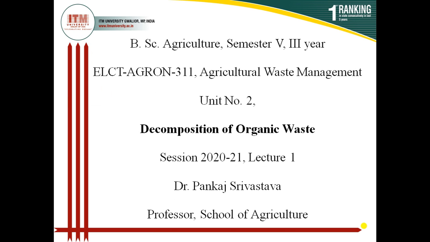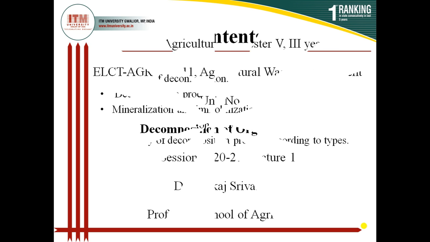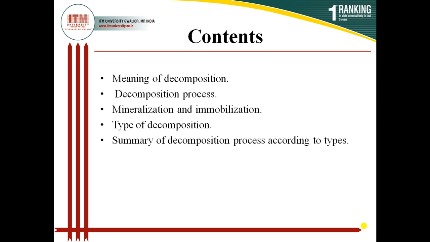This is the elective course Elect Agron 311, Agricultural Waste Management, of your BSc Agriculture program in the 5th semester. Now I am starting Unit 2, and this is the first lecture of Unit 2, which is based on the decomposition of organic waste. If you see your syllabus, the first topic of Unit 2 is biological management of agricultural waste. So this decomposition of organic waste is a part of biological management.